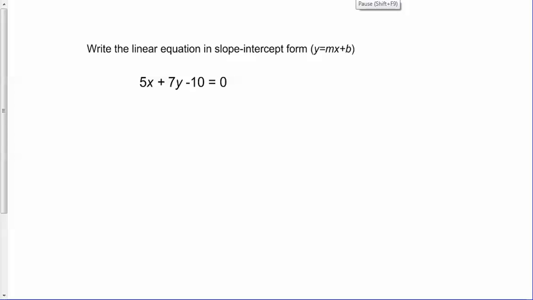Write the linear equation in slope-intercept form. So we want our final answer to look like it's in this form of y equals mx plus b. When we see that we're being asked to write something in slope-intercept form, what we want to think about is solve for y.